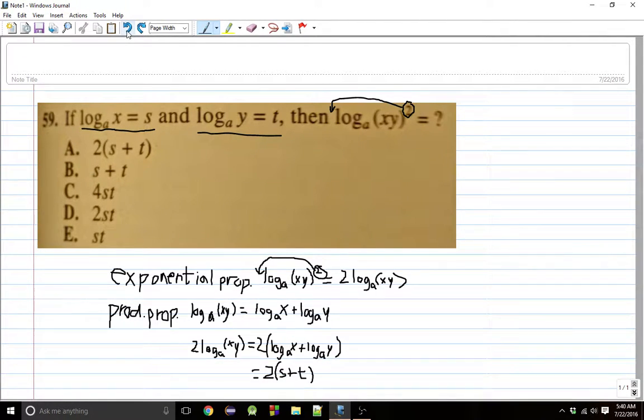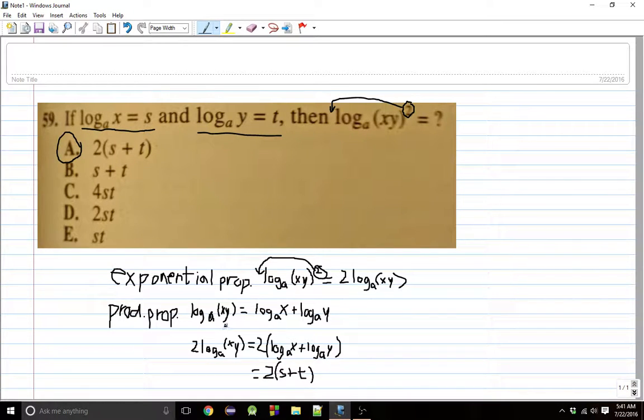Okay, so what did we do? Essentially, we used the exponential property of logarithms to simplify log a xy squared to 2 log a xy. And then we used the product property of logarithms to simplify even further. We took 2 log a xy and simplified log a xy into log a x plus log a y.